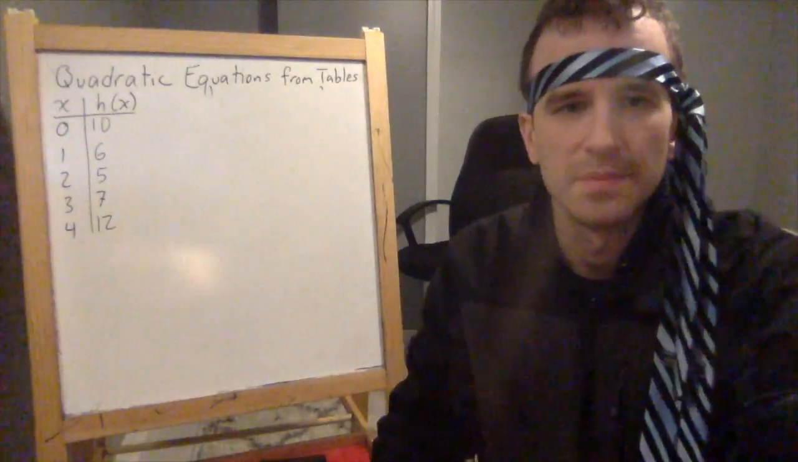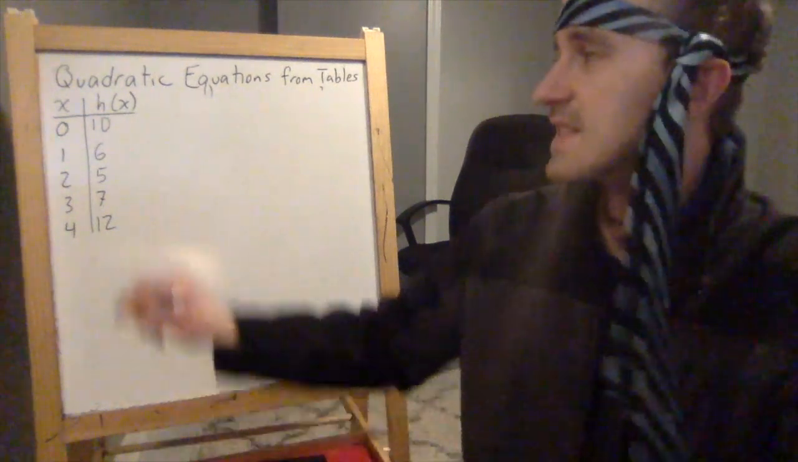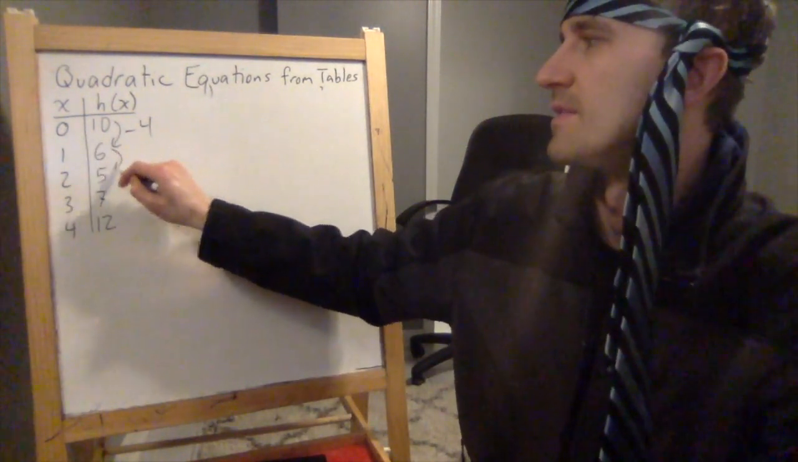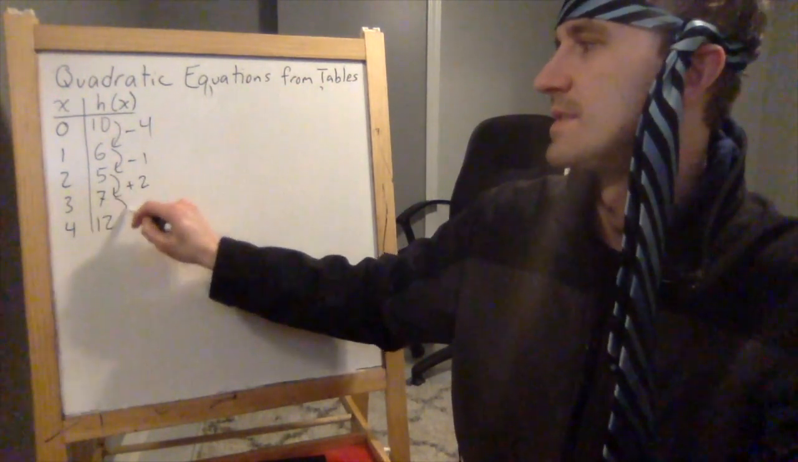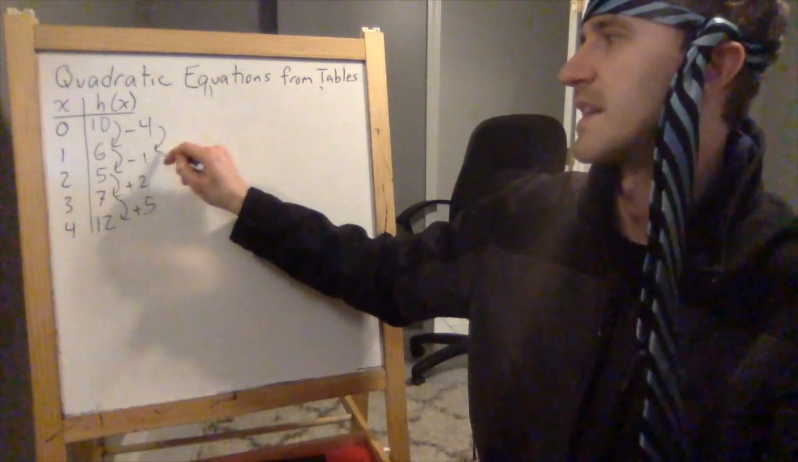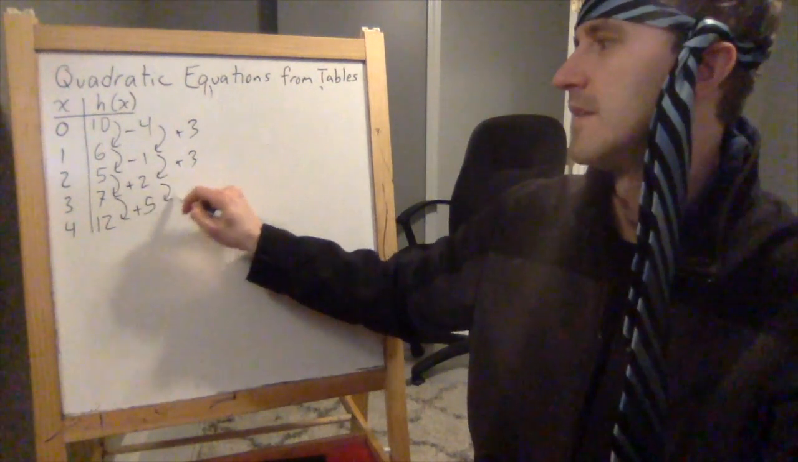Here's one final example to look at. Looking at the differences, it is important to keep track of signs. So from 10 to 6, we're going down 4, 6 to 5, we're going down 1, 5 to 7, we're going up 2, 7 to 12, we're going up 5. So we can see from there that our second difference is a positive 3.